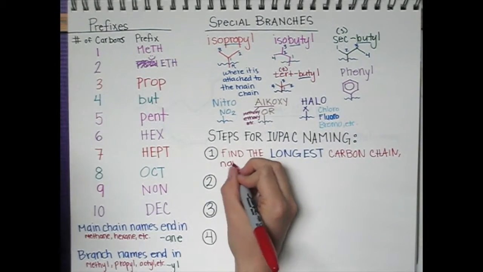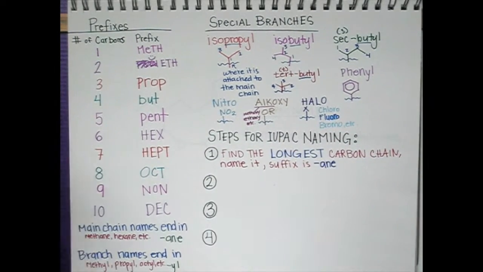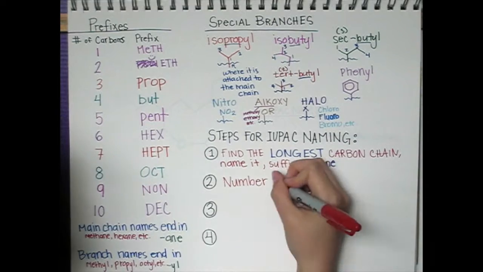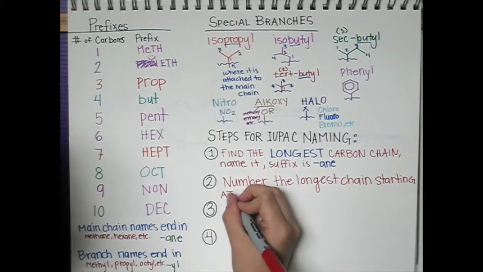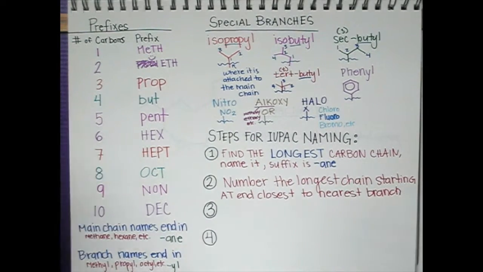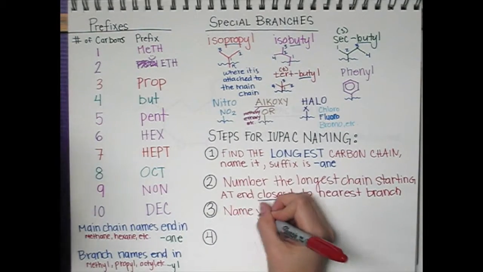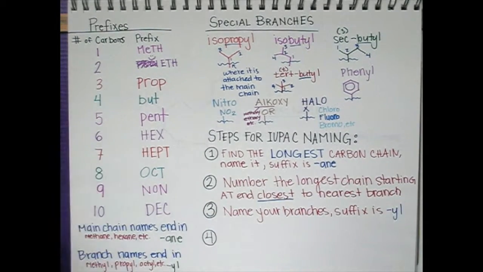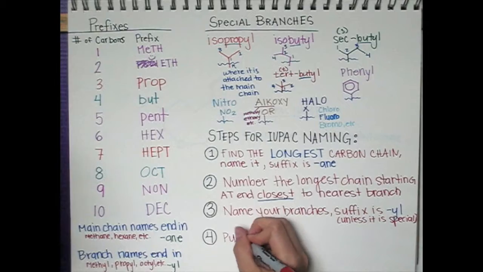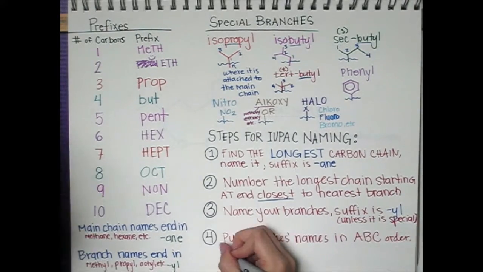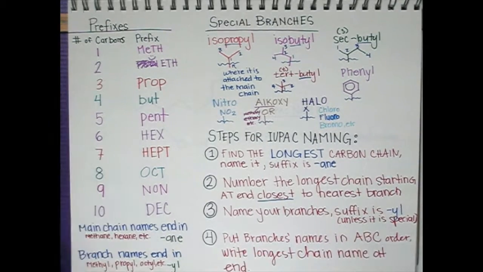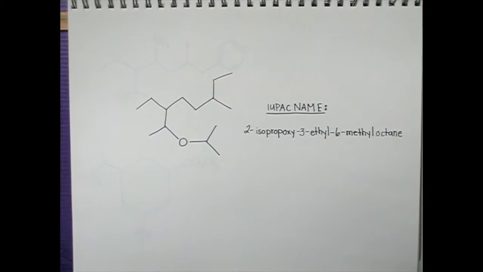Steps for naming: you need to find the longest chain and name it the suffix ane. Next, you're going to number the longest chain starting at the end closest to the nearest branch. Now we are going to name the branches. The suffix are YL unless it's a special branch. Put everything together in alphabetical order and you'll get there.